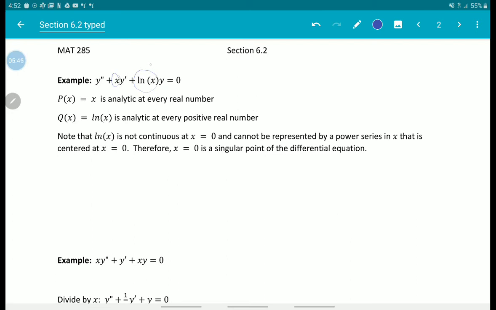Remember, the domain for this has to be x values greater than 0. Notice that the ln of x doesn't include 0 in its domain, which means it's not continuous at 0. So we can't write that as a power series that's centered at 0 because 0 is not in the domain for that function. So then we can say that 0 is going to be a singular point of the differential equation, all because 0 is not in the domain for that ln of x.